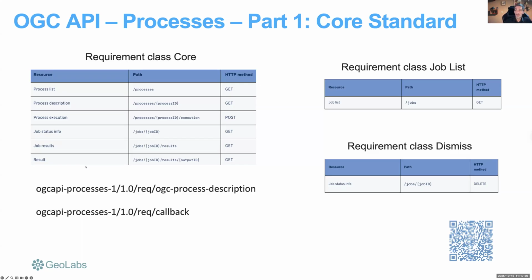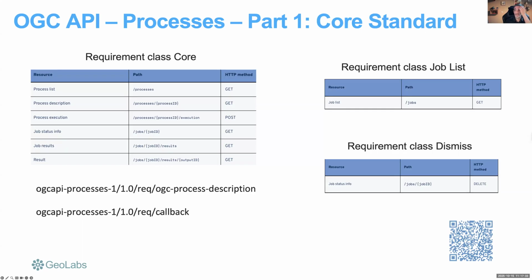We also have 2 requirement classes that will be presented today and that are supported by the ZOO project, which are the OGC API Processes description, meaning that you are relying on this standard schema to output the process description, while you can also rely on OpenEO, for example.